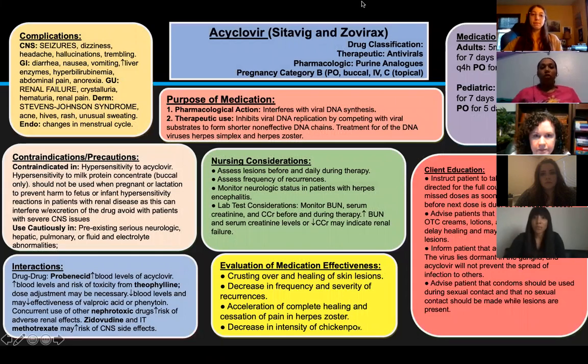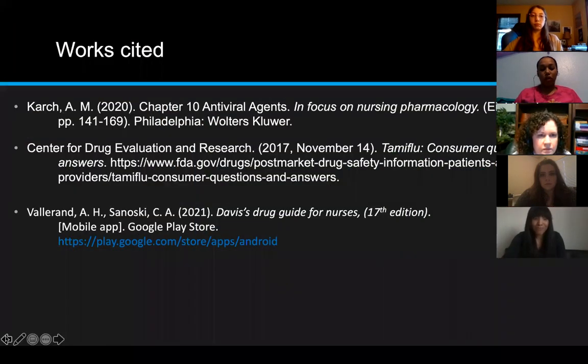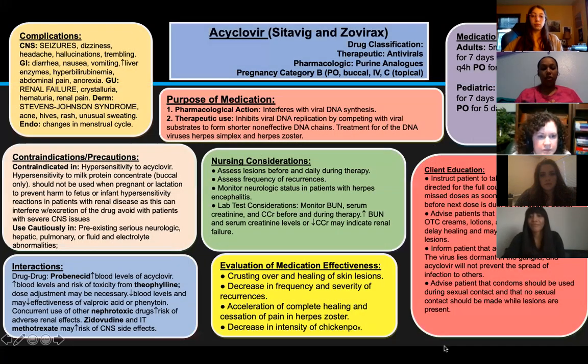For our prototype drug, we chose acyclovir. Some drug-to-drug interactions include probenecid, theophylline, and concurrent use of other nephrotoxic drugs, which risks causing adverse renal effects.